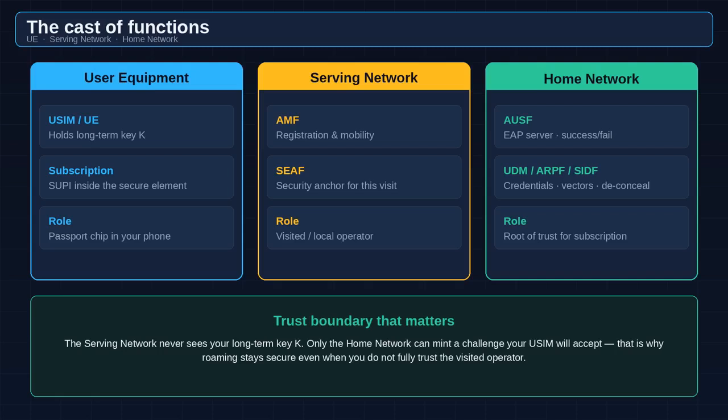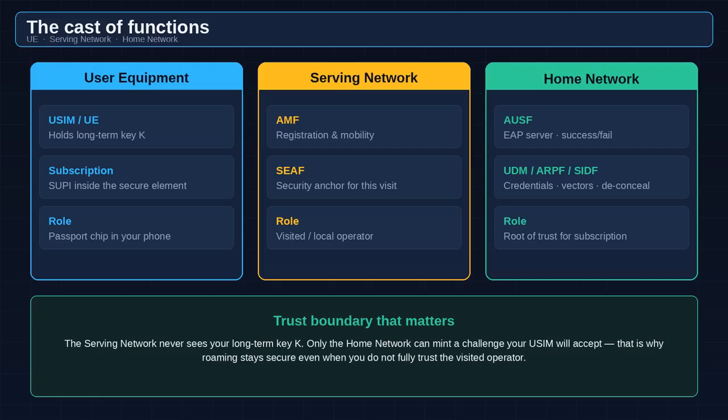In the middle sits the serving network, the AMF paired with the SEAF. AMF is Access and Mobility Management Function. It handles registration and mobility. SEAF is the Security Anchor Function. It holds the anchor key for this visit. When you roam, this is the visited operator.